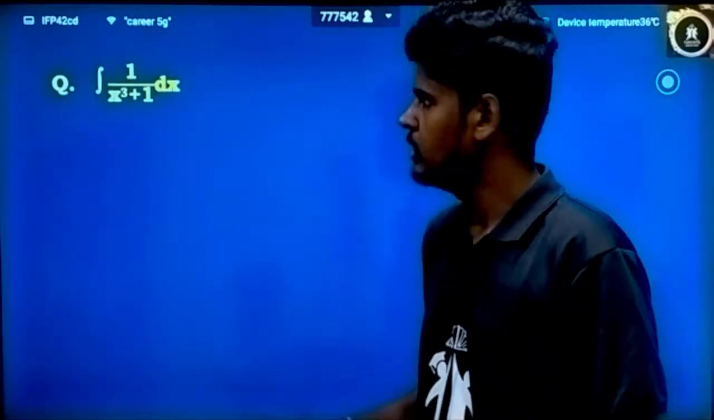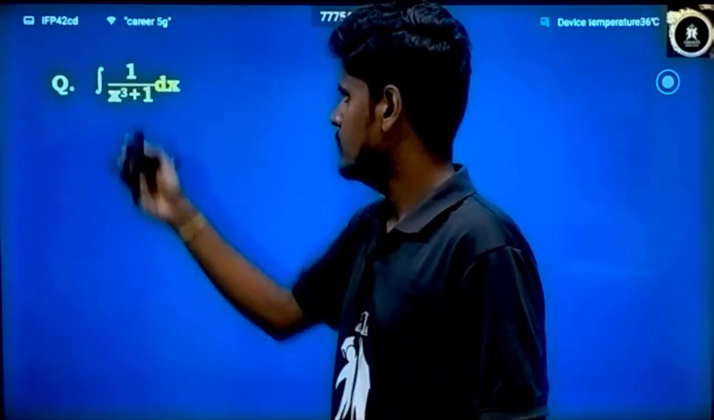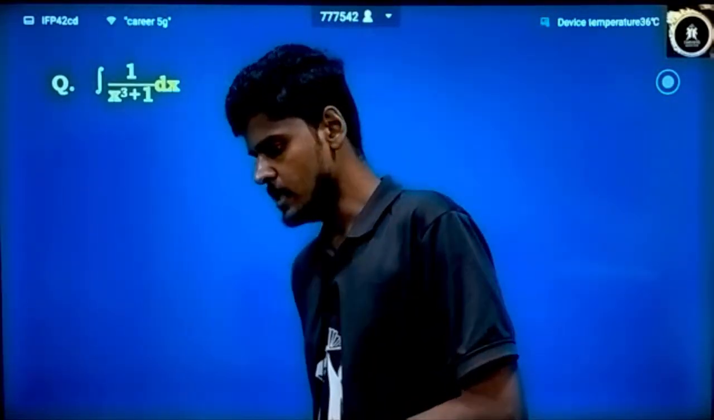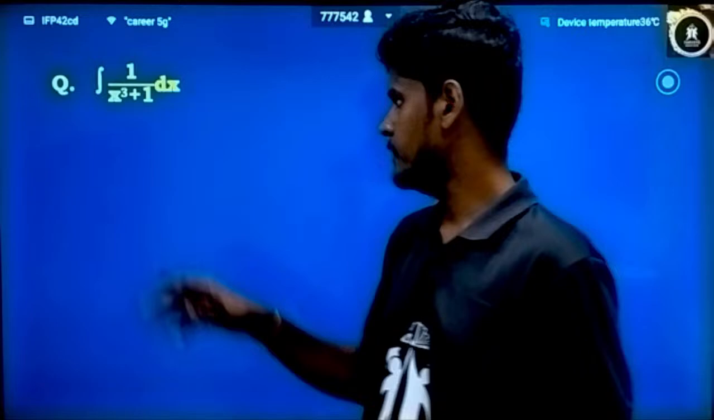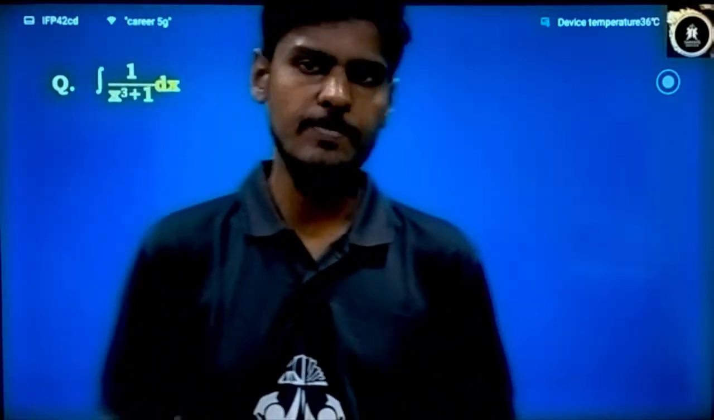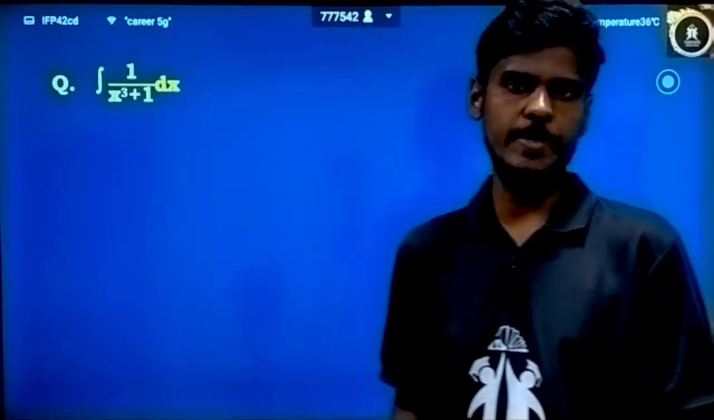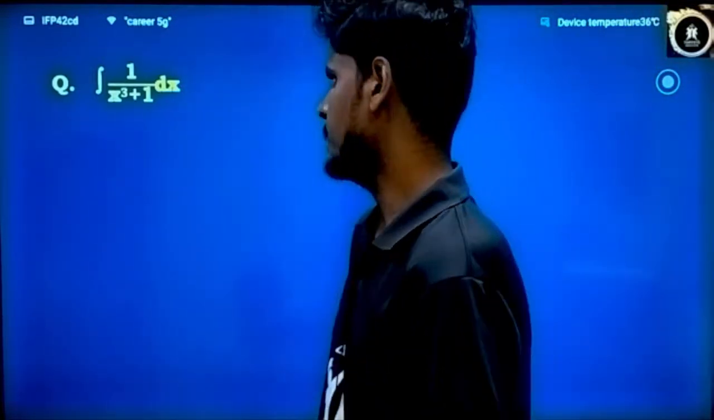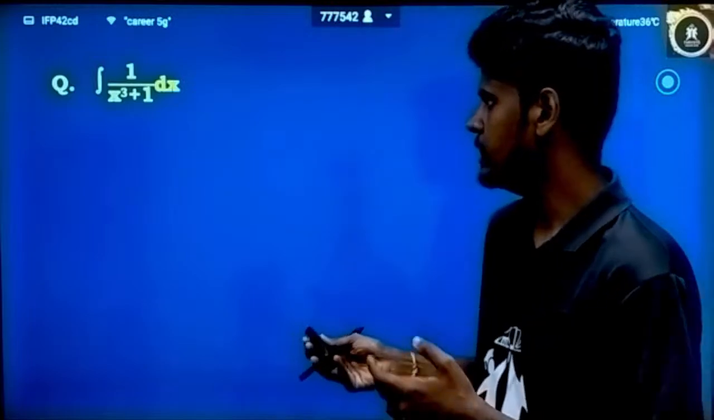Next question is the integral of dx by x cube plus 1. Okay sir, until now we could split these easily, but here we have a cubic term. Can we factorize this? a cube plus b cube. What is the formula for a cube plus b cube? It is (a plus b) into (a square minus ab plus b square). So we can factorize this further.